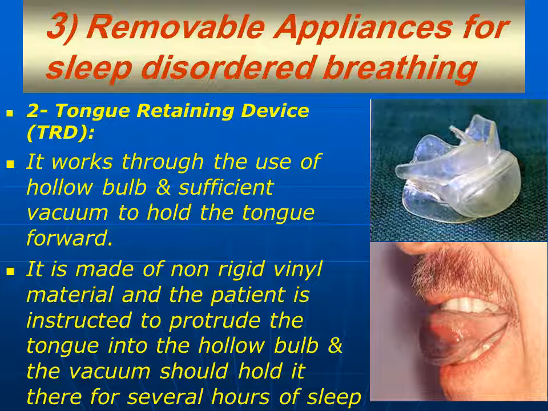It is usually made of non-rigid vinyl material. It's very soft, and the patient is instructed to protrude the tongue into the hollow bulb, and the vacuum should hold it in place for several hours of sleep. But we have to inform the patient to use a very small amount of water before wearing this appliance. Therefore, it will help the tongue to be held in position in the stent.